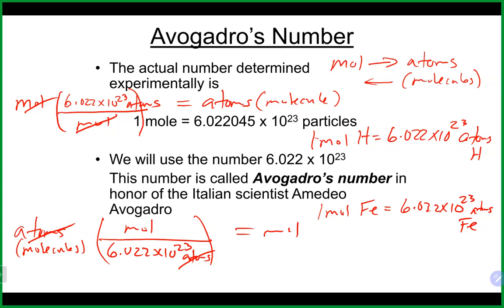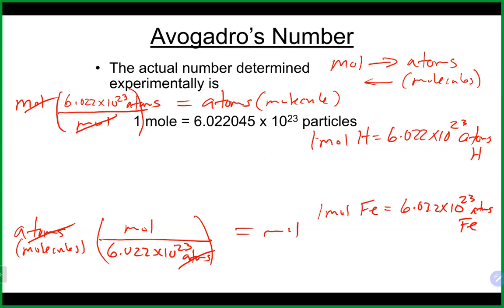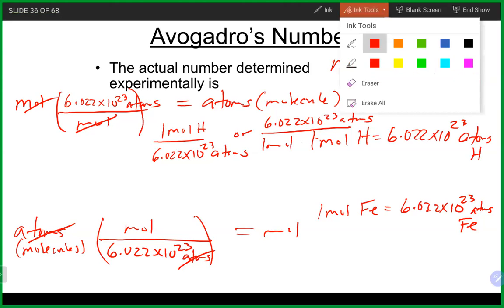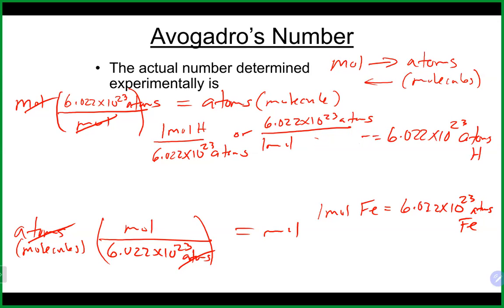We could use Avogadro's number as a relationship. And really, from either of those, we could write 2 conversion factors. We could write, for example, 1 mole of hydrogen over 6.022 times 10 to the 23 atoms. Or if we needed it the other way around, we could flip it around and put Avogadro's number up on top, divided by 1 mole. So we can use it either way. It doesn't really matter which way you use it, depending on the problem that you're looking at.